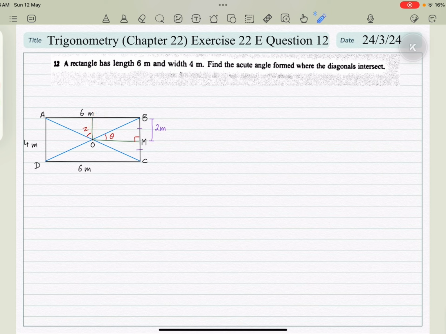From here we're gonna first find this angle. We're gonna find it by trigonometry, and then this angle, that we named theta, is equal to this angle because they are corresponding angles, because these are parallel, and Z is equal to this angle because they are corresponding.